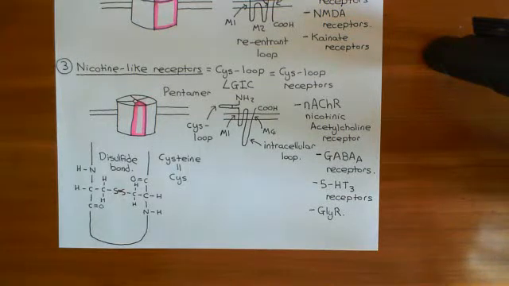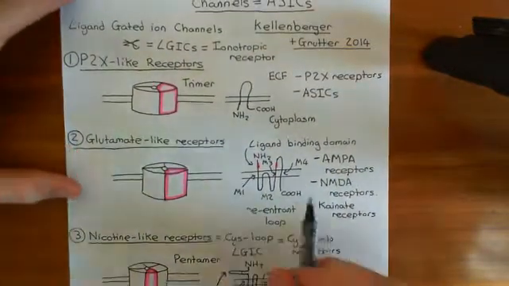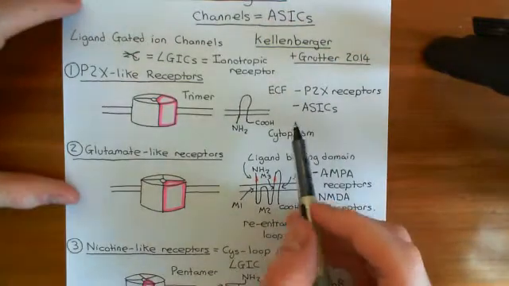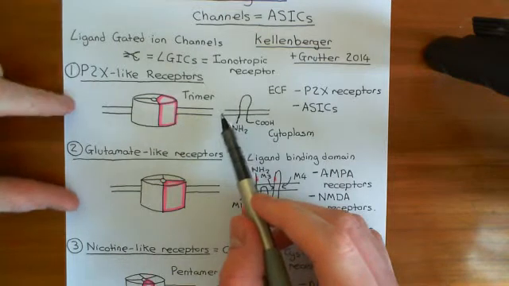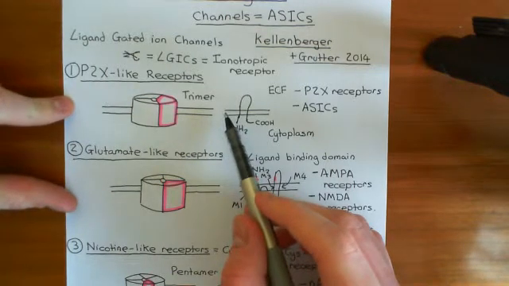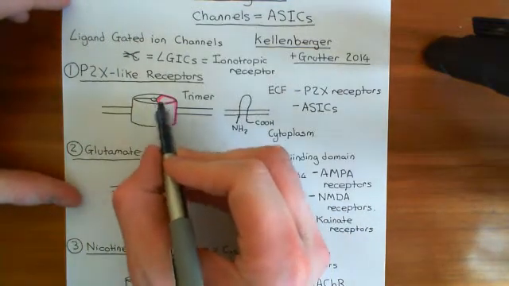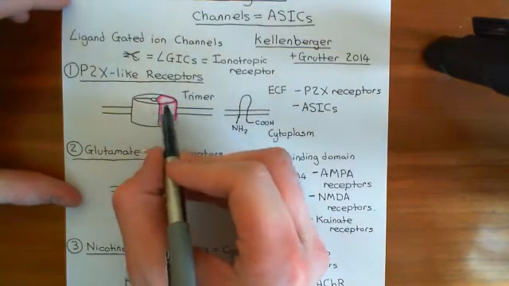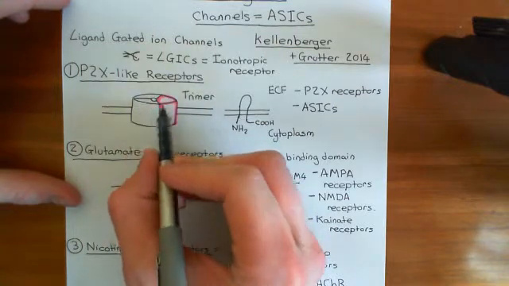Okay, so welcome back to this next video in which we are discussing acid-sensing ion channels. We have discussed that acid-sensing ion channels, also called ASICs, are members of the P2X-like receptor family of ligand-gated ion channels, which means that their overall structure is a trimer made up of 3 separate subunits joined together to make the full ion channel.